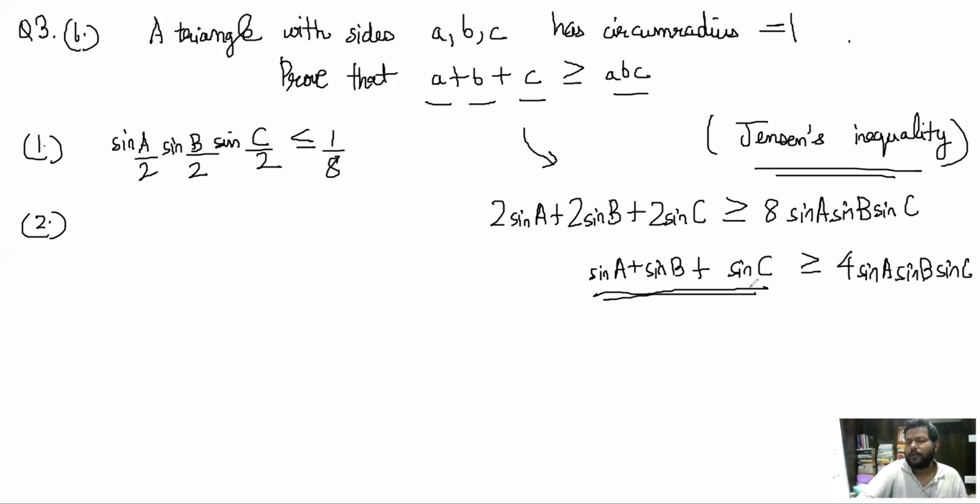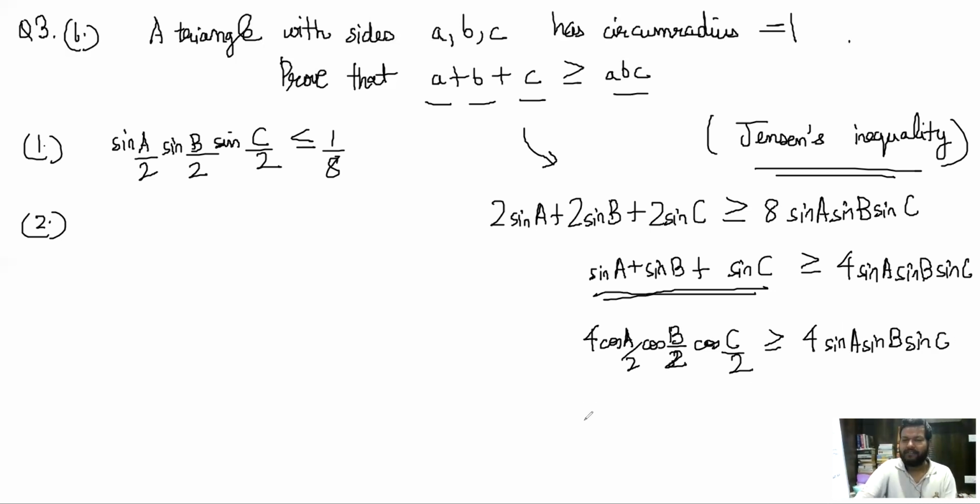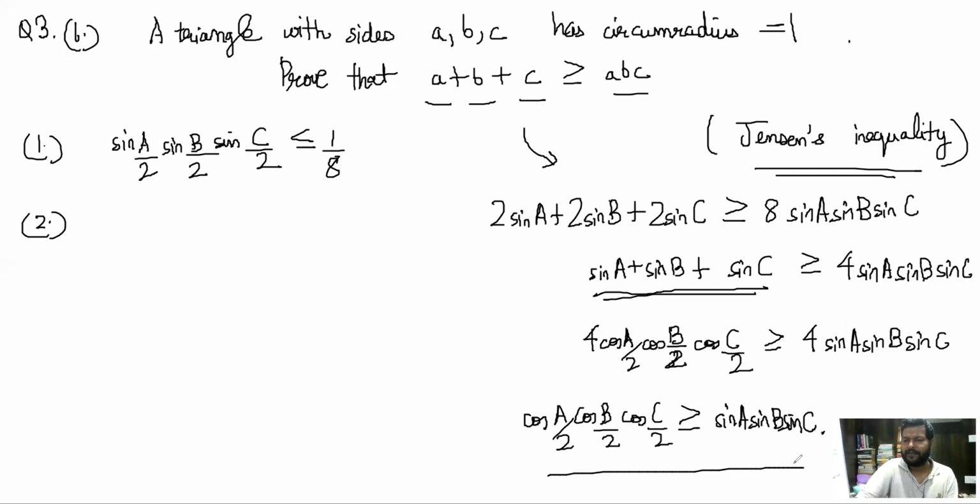I know from properties of a triangle again that this sum for any triangle can be written as 4 cos(A/2) cos(B/2) cos(C/2), and I have to prove that it is greater than or equal to 4 sin A sin B sin C. So ultimately what I have to prove is cos(A/2) cos(B/2) cos(C/2) is greater than or equal to sin A sin B sin C. This is what I have to get, right?